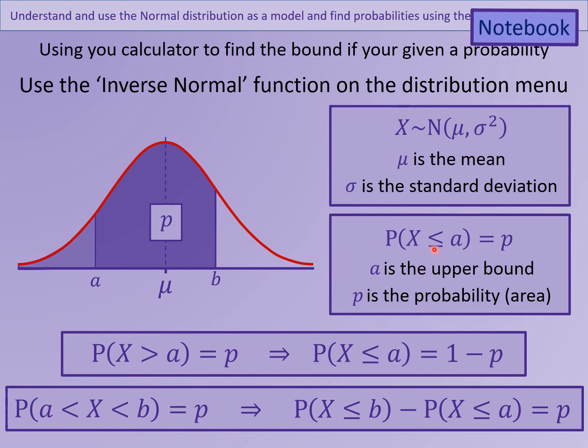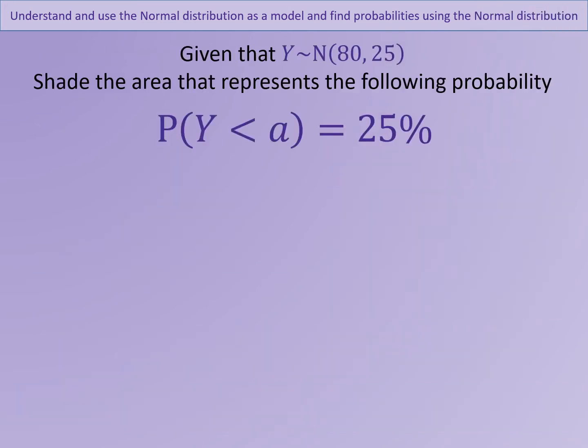So you can make sure you can change these probability questions so they're always less than, and you can put in the A value or the P value dependent then. Okay, so that's a quick check on how to use your calculator.